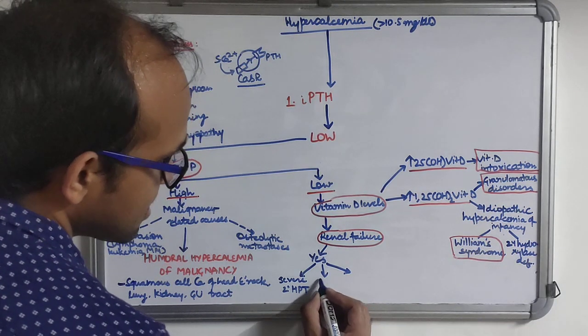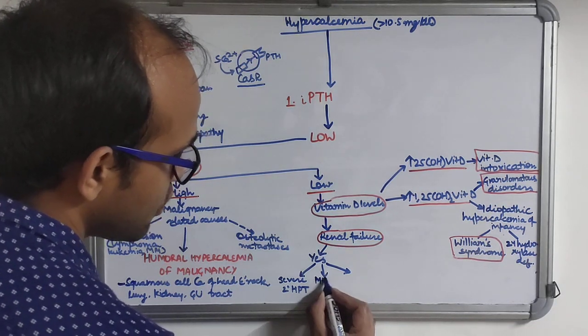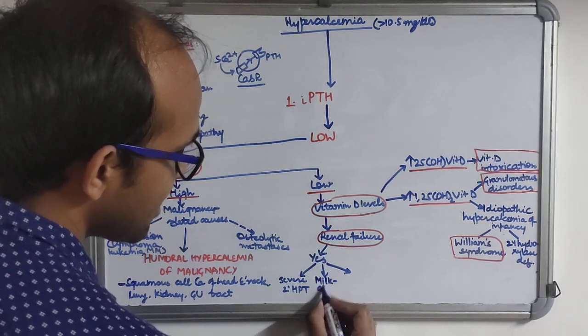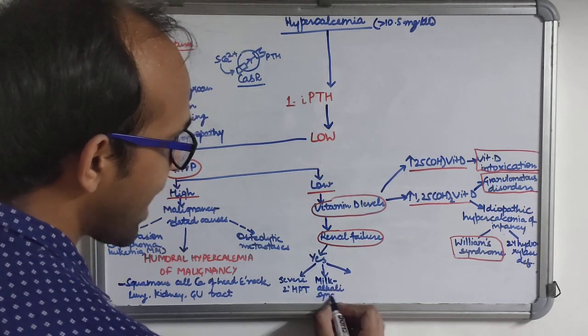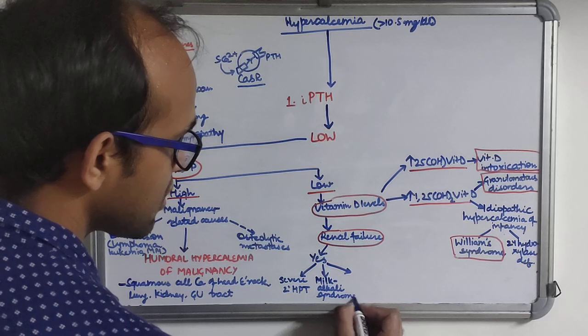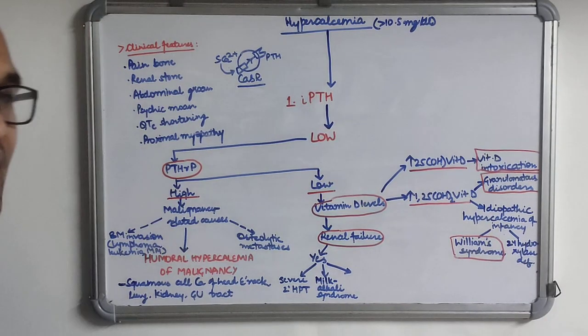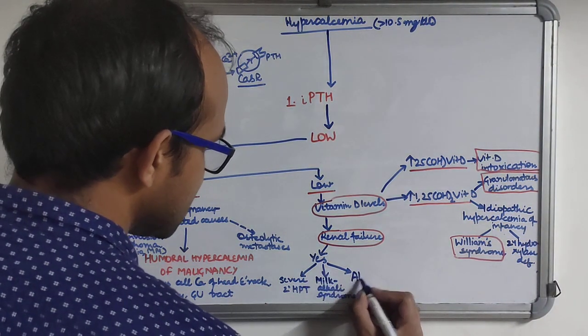Another cause is milk alkali syndrome, which is rare nowadays. Milk alkali syndrome occurs due to excessive ingestion of calcium and absorbable antacids like milk or calcium carbonate. So classically, there is a triad of hypercalcemia, alkalosis and renal failure. Another condition is aluminium toxicity.